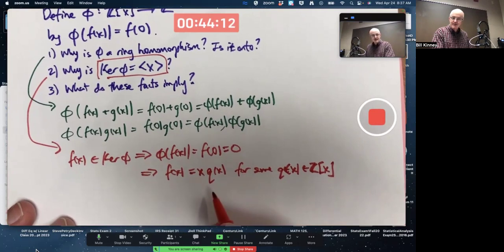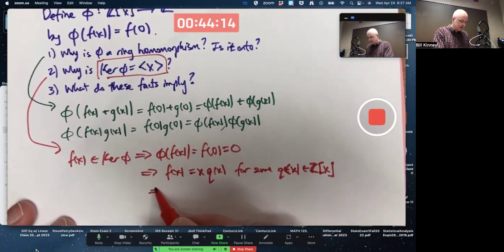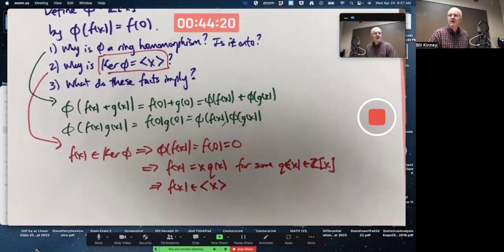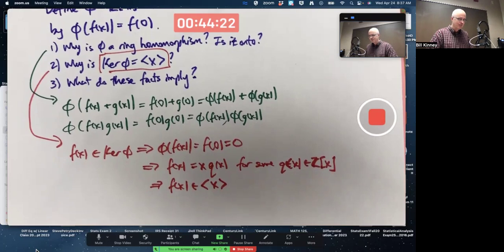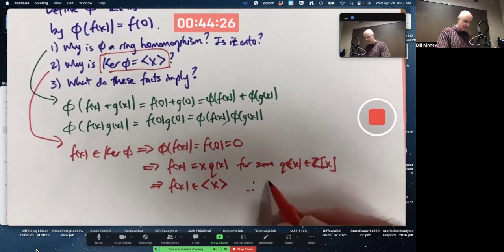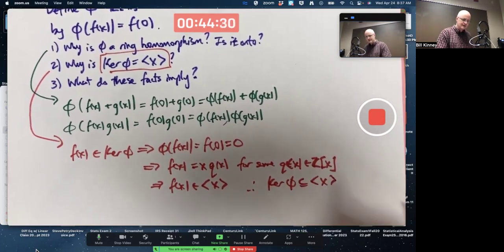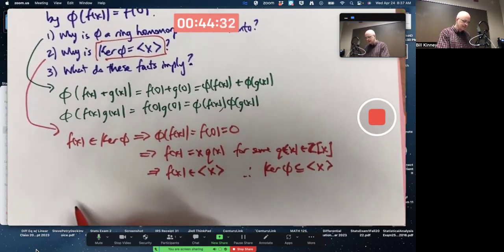And that means f(x) is a polynomial multiple of x. That's enough to imply f(x) is an element of the principal ideal generated by x, because it's a polynomial multiple of x. Therefore, the kernel is certainly a subset of the principal ideal generated by x. What about the other inclusion?